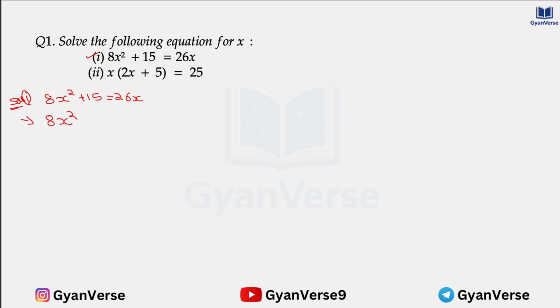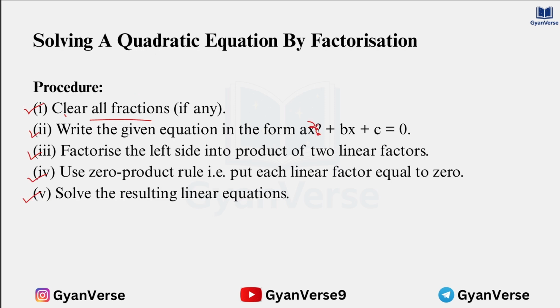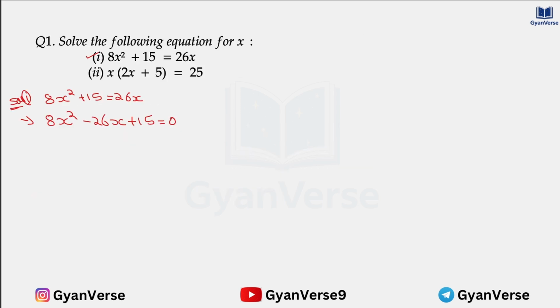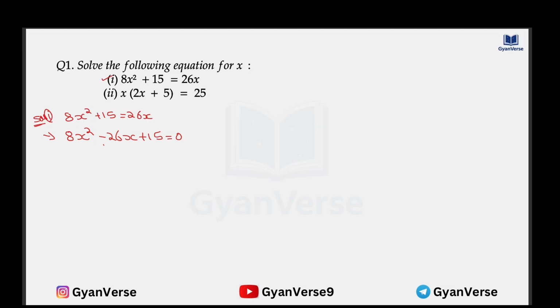I will bring 26x to the left hand side. It will become 8x square minus 26x plus 15 equals to 0. Now the equation is in the form of ax square plus bx plus c equals to 0. We are done with step 2. Now step 3, the most important step. Factorize the left side into product of two linear factors. We have to factorize the left hand side, which is 8x square minus 26x plus 15. I have to factorize it into two linear factors. I mean, I have to split this minus 26 into two numbers.